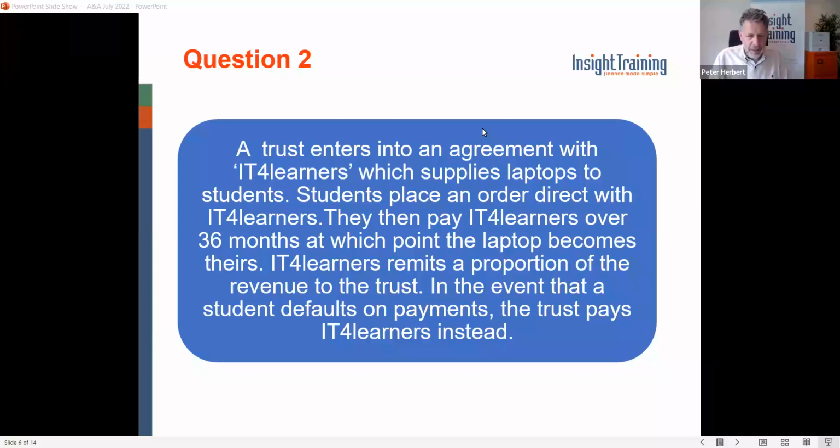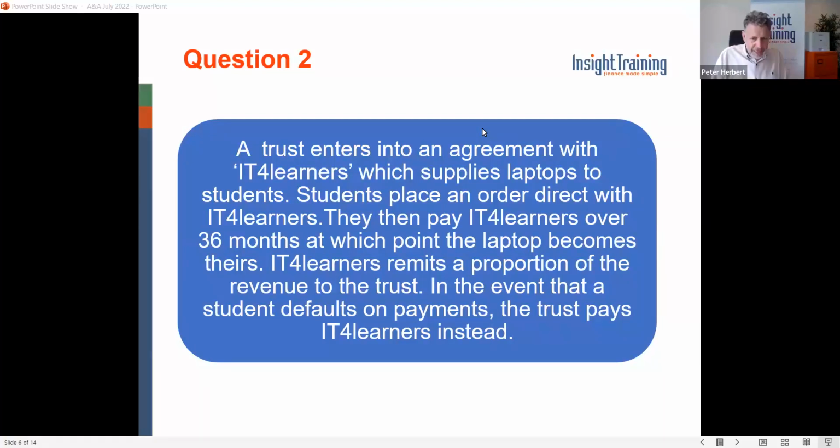Here's a good example. A trust enters into an agreement with IT for Learners, which supplies laptops to students. Students place an order direct with IT for Learners. They then pay IT for Learners over 36 months, at which point the laptop becomes theirs. IT for Learners remits a proportion of the revenue to the trust. In the event that a student defaults on payments, the trust must pay IT for Learners instead.